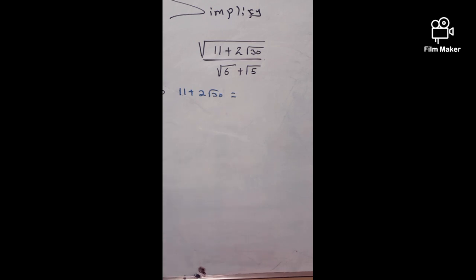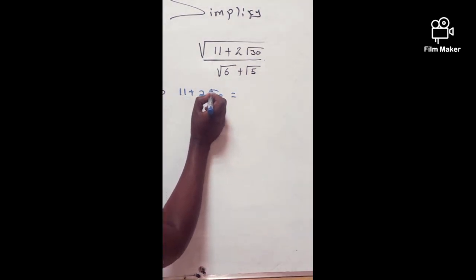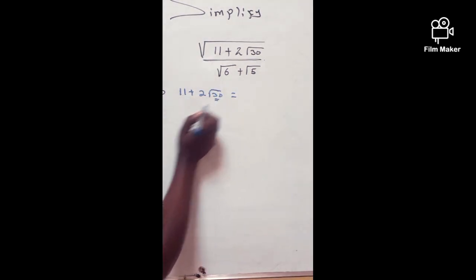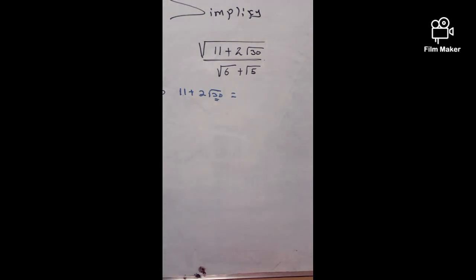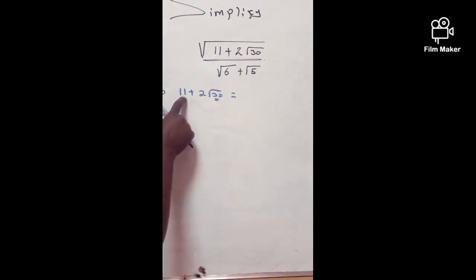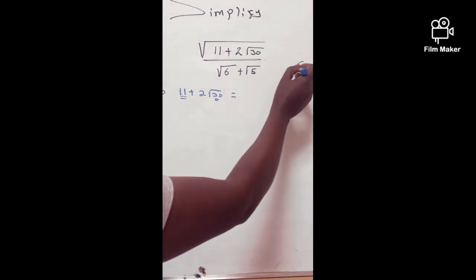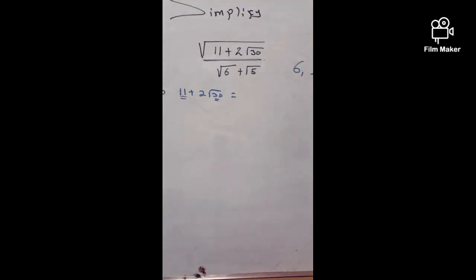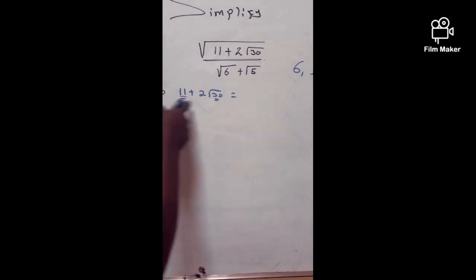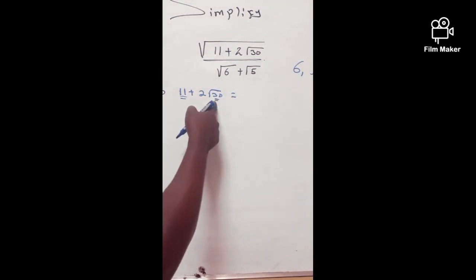Now, to simplify this problem, look. First of all, you have to look at the value that is in the radical. In the radical, there is this value. So, what are the numbers whose product is this one and whose sum is going to be this one? The numbers are going to be 6 and 5. If you add these numbers, that will be 11. If you multiply these numbers, that will be this one.